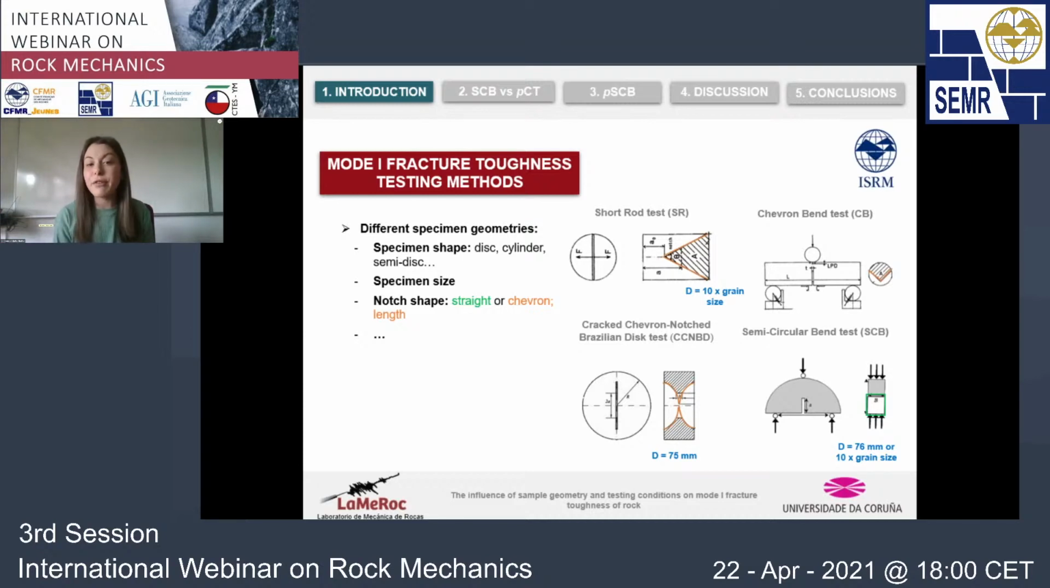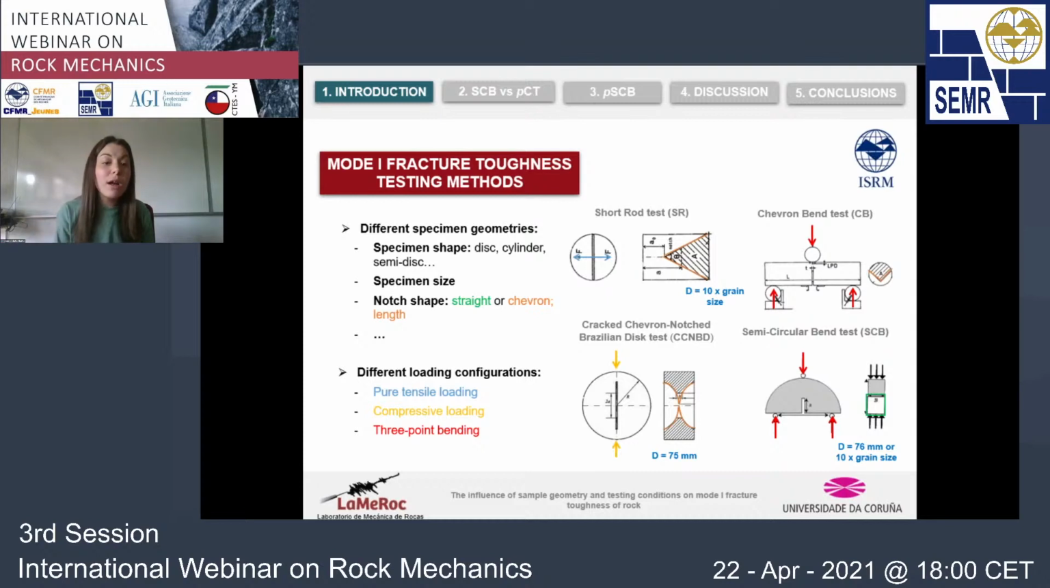We have a couple of cases of cylinders. We have a semi-disc. We also have a full disc. The size of the specimen also changes from one method to the other, and even the shape of the notch. We have one case with a straight notch, and in the other 3 cases, what we have is a chevron-shaped notch. Also, the loading configurations are different from one method to the other. We have 2 examples of 3-point bending, one case of compressive loading, and only one of these methods is performed under a pure tensile load, which is the case of the short rod.